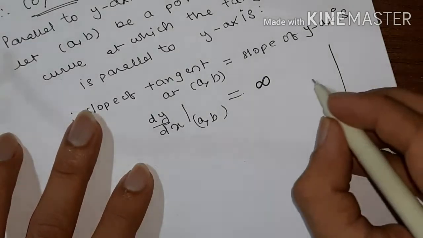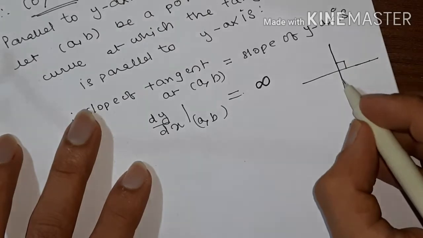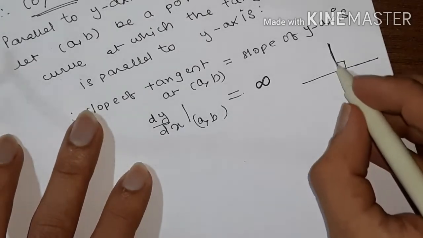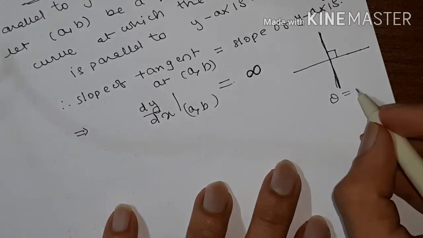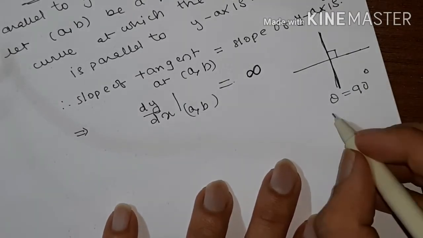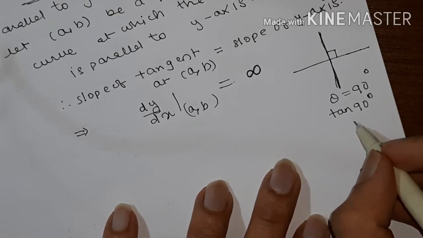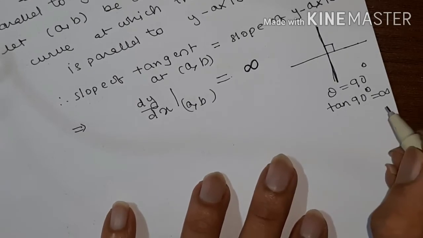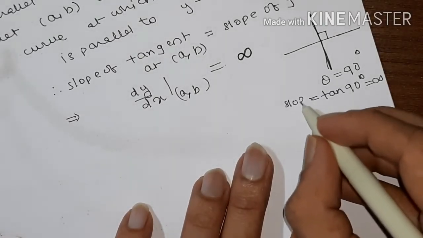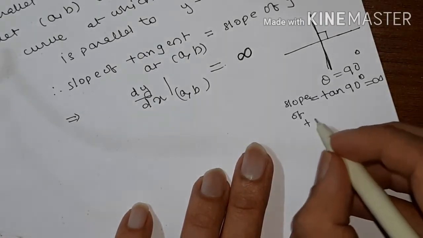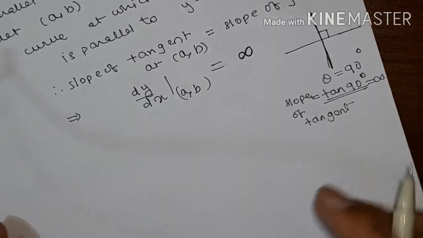Y-axis is a perpendicular line to the x-axis. So this line has what slope? It has the slope infinity. So the angle is theta, that is 90 degrees. So what is tan of 90? Tan of 90 is infinity, right? Not defined, infinity. And this is the slope of the tangent, you know, right? This is the formula, tan theta.